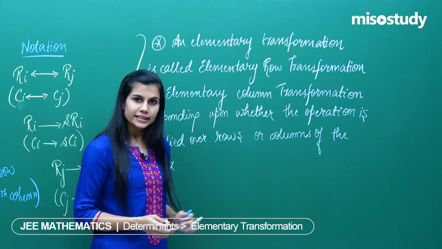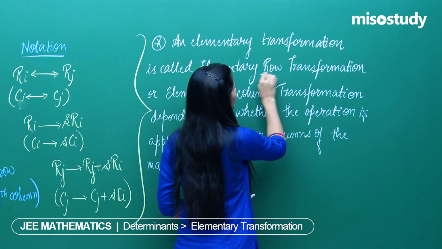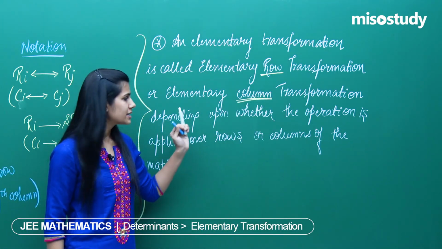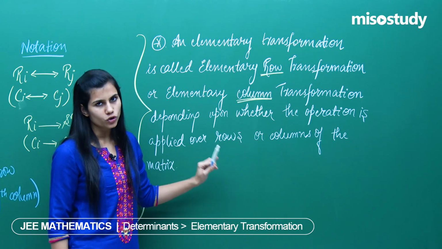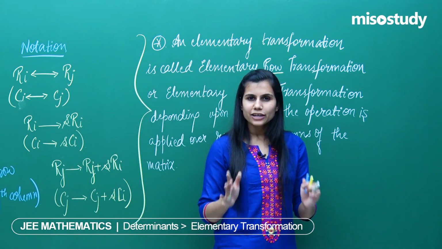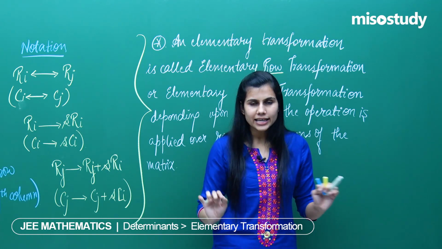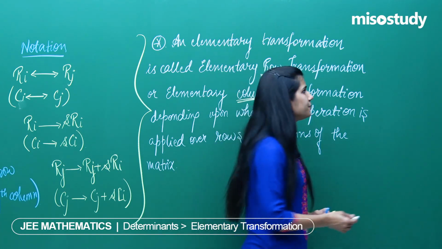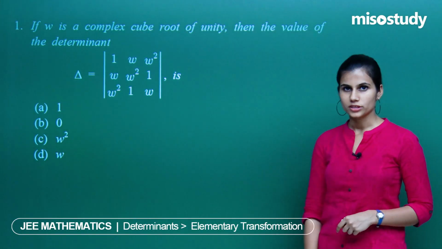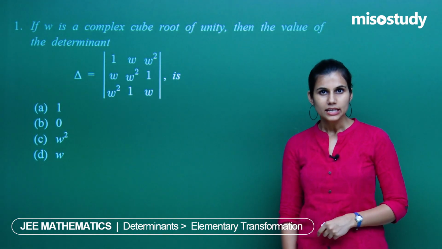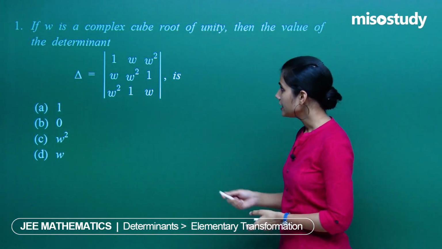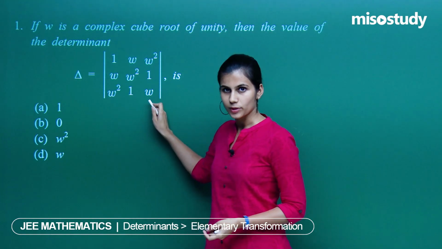Once this is clear to you, that every elementary transformation is either a row or a column transformation depending upon whether it is applied over the rows or columns of the given matrix, this motivates me to bring light to a very nice concept. If omega is a complex cube root of unity, then what is the value of this determinant? The moment I say omega is a cube root of unity, the property should pop up in your mind: 1 plus omega plus omega square is 0. And you can easily see each row has 1, omega, omega square.